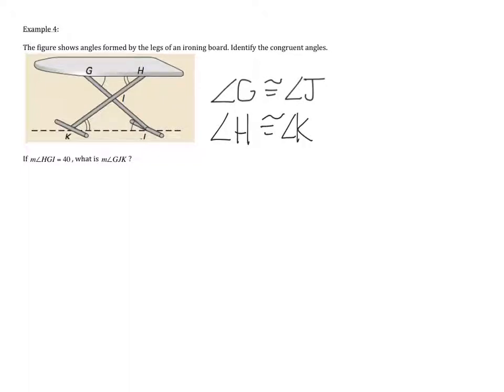And then our question at the bottom here says, if the measure of angle HGI is 40 degrees, so HGI, so they're saying if this is 40 degrees, what would be the measure of GJK? So GJK is this angle right here. Remembering that angle G and angle J are the same, the measure of angle GJK would also be 40 degrees.